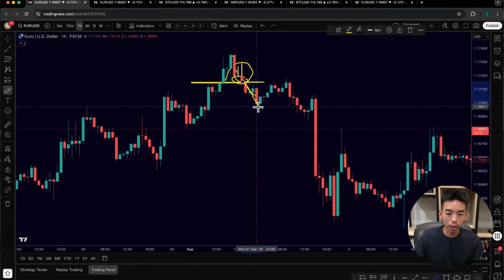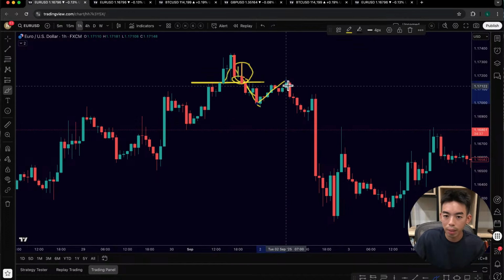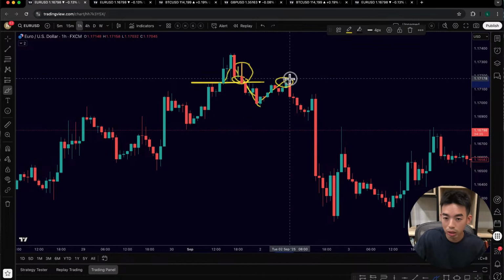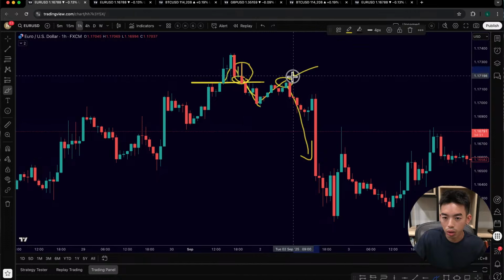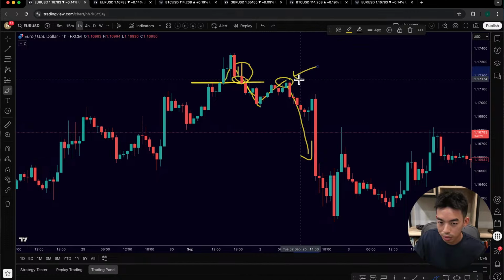Once that trap has happened, we have a move down. Remember what we were talking about earlier? As soon as a pullback comes back into that same area, this price right here, your reversal is going to happen. That reversal is what we call a release. Does that make sense so far?